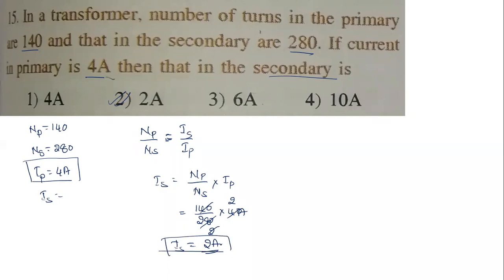Current is decreasing, so voltage must increase. Then what type of transformer is it? Step up transformer. Or else, look at the turns: primary 140, secondary 280, so it must be a step up transformer. That you need to identify. Okay, let's move on to the next question.